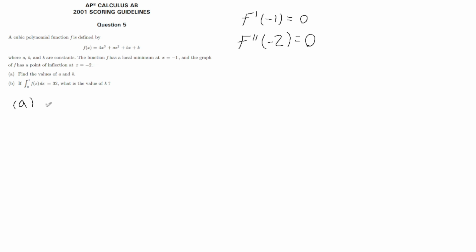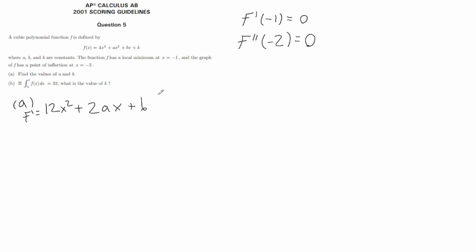If we take the derivative of that, we're going to have 12x squared plus 2ax, right? Remember, a is not a variable, it's just a constant, so we don't really worry about that. We just move the 2 to the front. So 2ax plus b, and then k is a constant, so it's just going to be 0. So this is our equation for f prime.